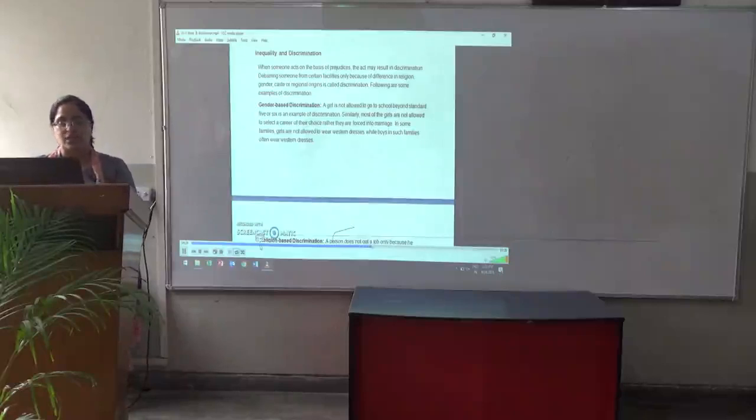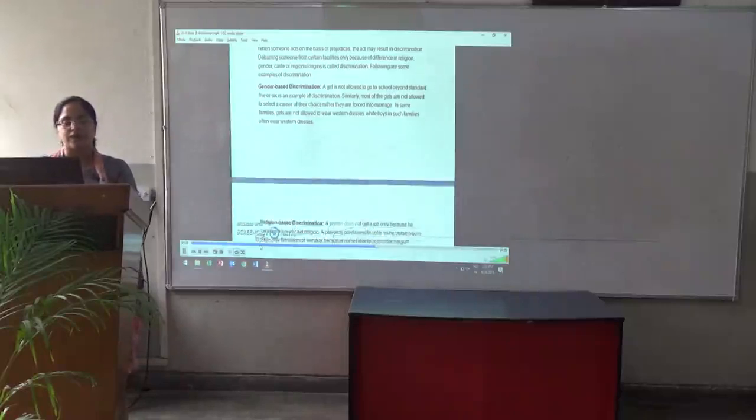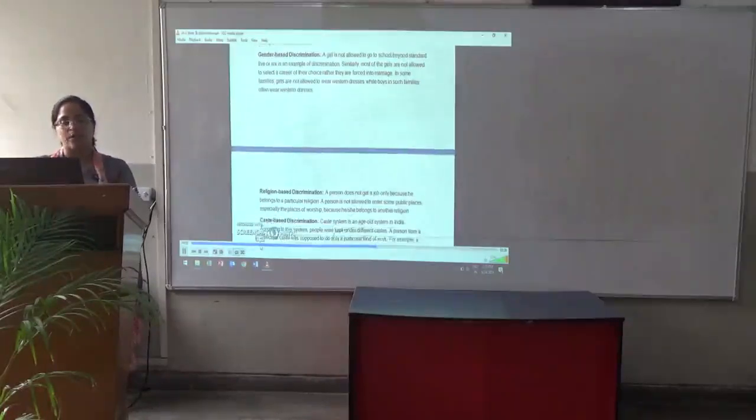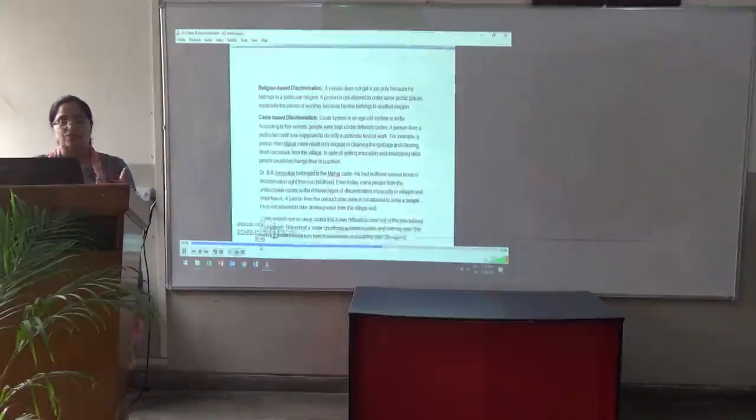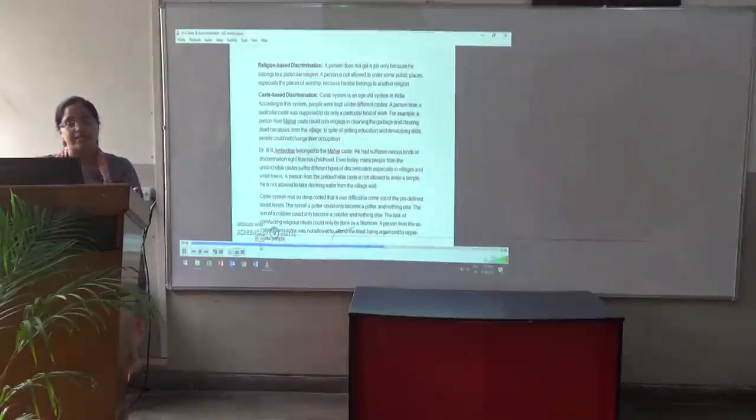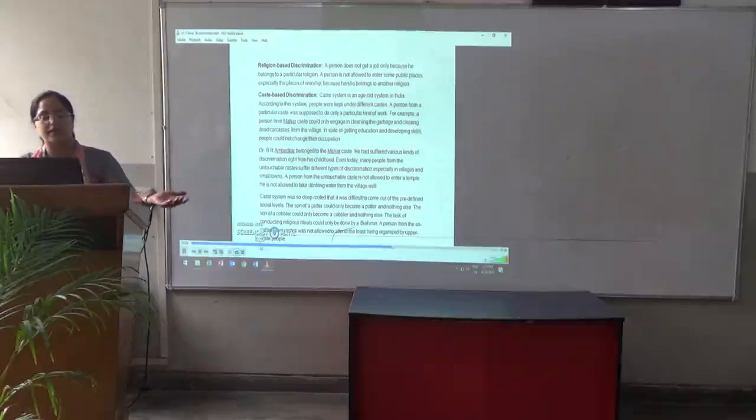Gender-based discrimination: a girl not being allowed to go to school beyond standard 5 or 6 is an example of discrimination. Similarly, most girls are not allowed to select a career of their choice, rather they are forced into marriage. This is gender-based discrimination, where boys are allowed to study and girls are not given those kinds of facilities. Religion-based discrimination: a person does not get a job because of their religion.